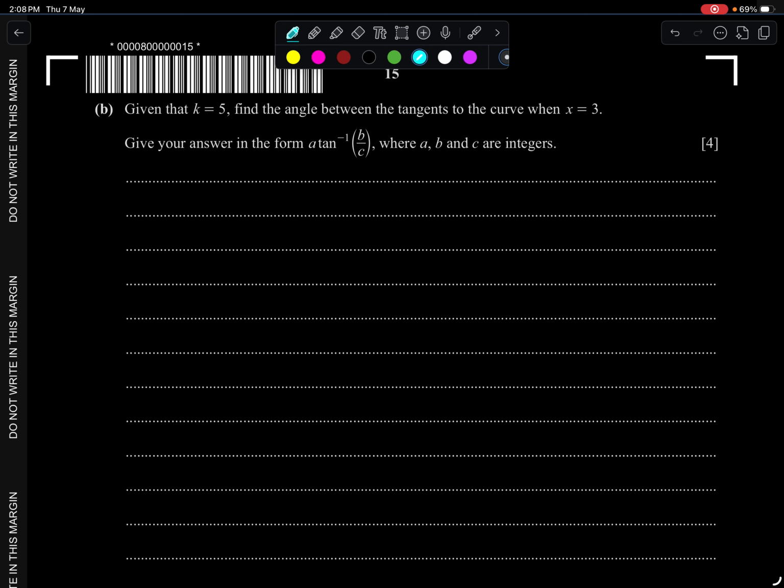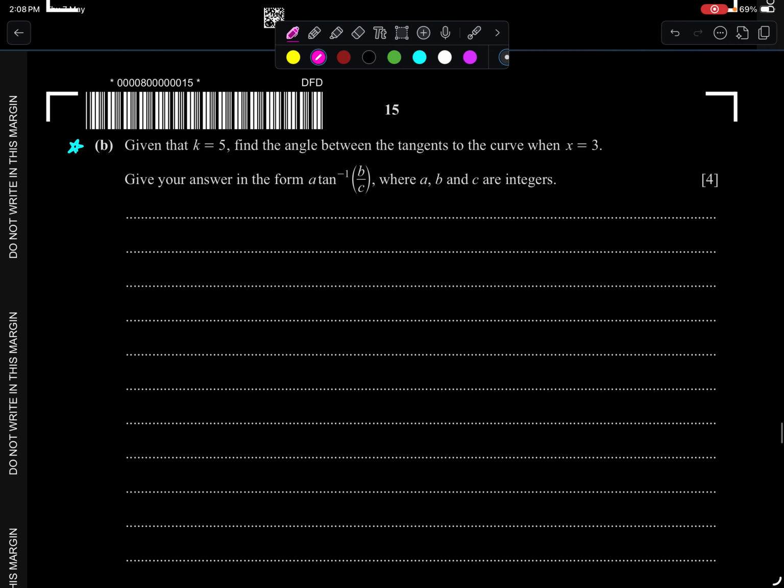Part B of this question. Again an important question. Alhamdulillah. Given that k is 5, find the angle between the tangents to the curve at x is 3. So k is 5, x is 3, and what about y? We need y.